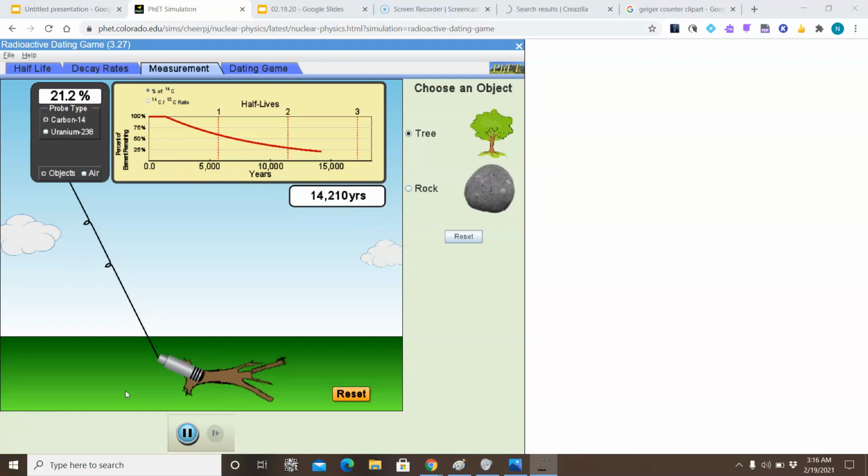I am back. I just want to give you an update on where we're at in the simulation. So we're at about 20% of carbon-14 left in this decaying tree. Take a look at the amount of time that it has taken to get to that point. Do you think this is a long amount of time or a short amount of time to get to about 20% of carbon-14 remaining?